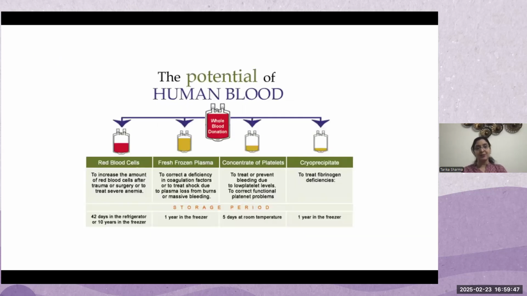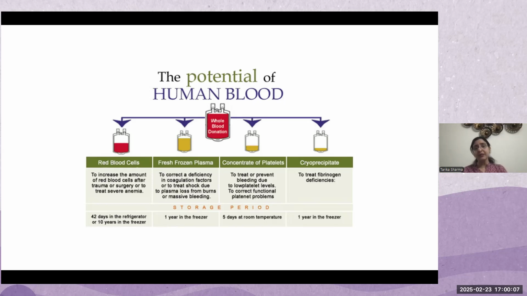So usually the RBCs or PRBCs will be given to the patients if a person has severe anemia, or if a person had a severe trauma, a lot of bleeding, or blood loss due to surgery. So the PRBCs are preferred in that case.